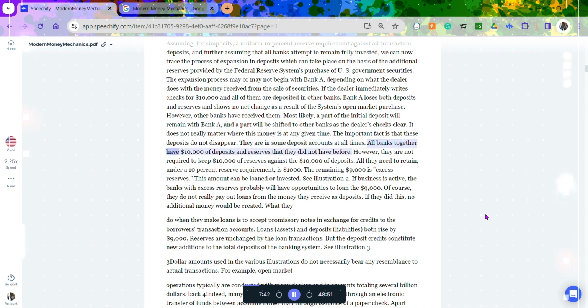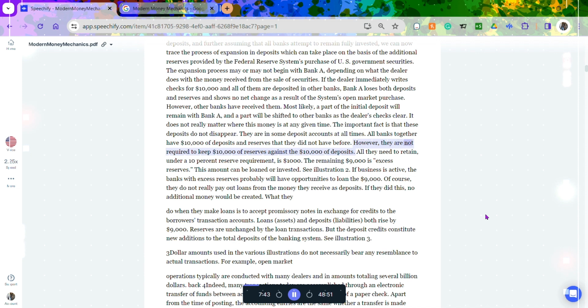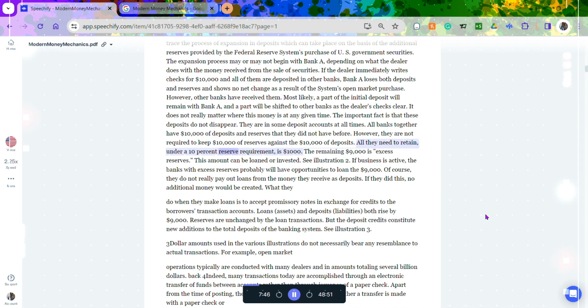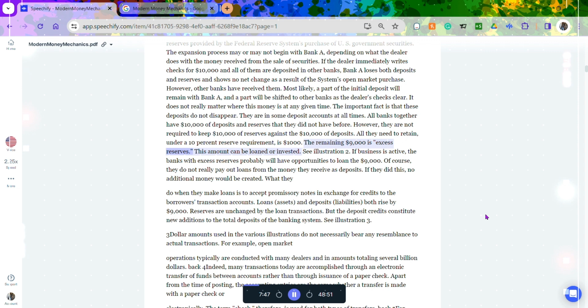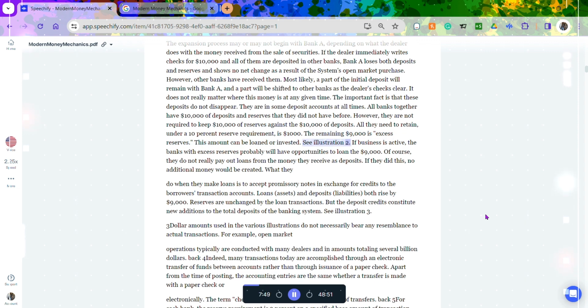All banks together have $10,000 of deposits and reserves that they did not have before. However, they are not required to keep $10,000 of reserves against the $10,000 of deposits. All they need to retain, under a 10% reserve requirement, is $1,000. The remaining $9,000 is excess reserves. This amount can be loaned or invested. See illustration 2. If business is active, the banks with excess reserves probably will have opportunities to loan the $9,000.